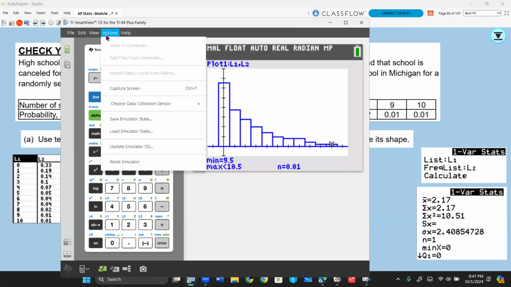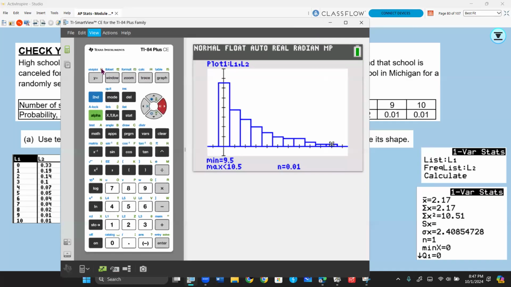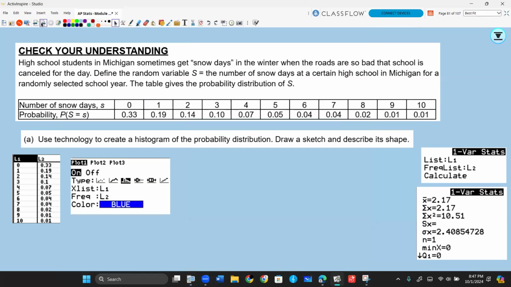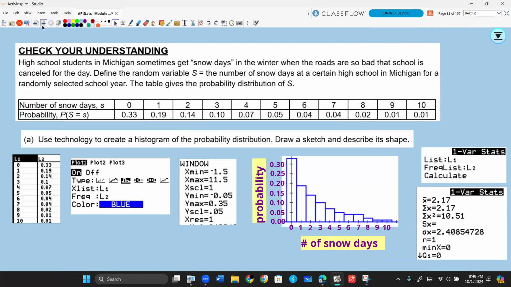There are other applets you can use like Statplet and other websites to get it as well. So just to recap here, turn your plot on, frequency list must say L2, set your window to something like I did so you can see a little bit below and above the probabilities and left and right of the X values. Make sure when you're writing your histogram, you write probability on the left side and whatever the X value is, in this case, number of snow days.